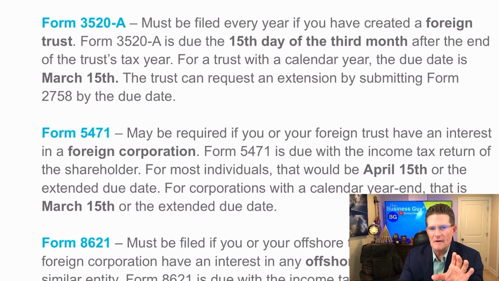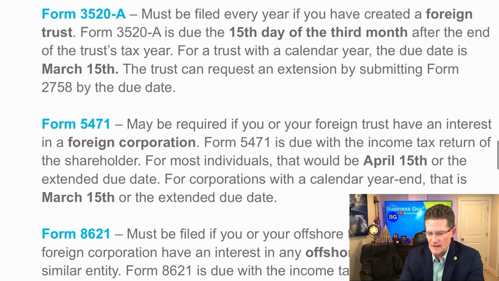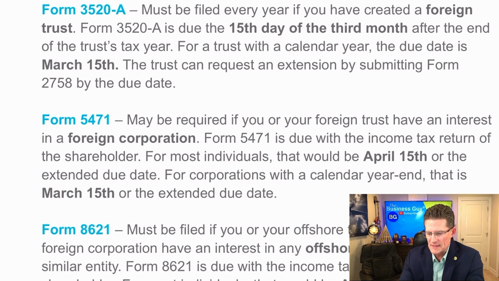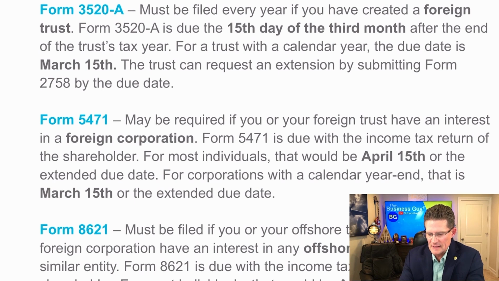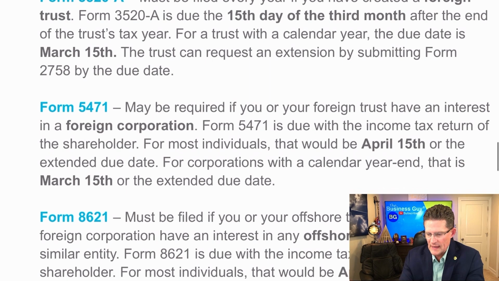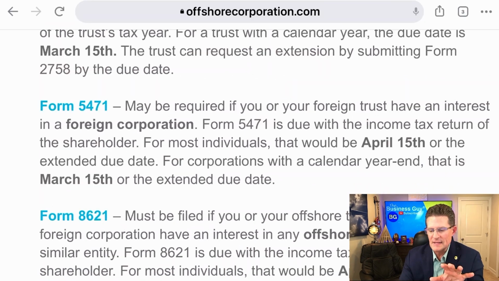Now, Form 3520A is a parallel form to the Form 3520, and it says it must be filed every year if you have created a foreign trust. Form 3520A is due on the 15th day of the third month after the end of the trust tax year. And for a trust with a calendar year, the due date is March 15th. And it says here, the trust can request an extension by filing Form 2758 by the due date.